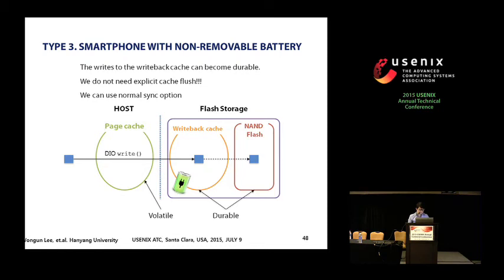The third optimization assumes a non-removable battery in the smartphone. Such a case potentially makes direct I/O write a persistent write even without the full sync option of SQLite. The logs in the write back cache of the storage can survive a warm failure as long as the power supply leaves some slack on flash storage.